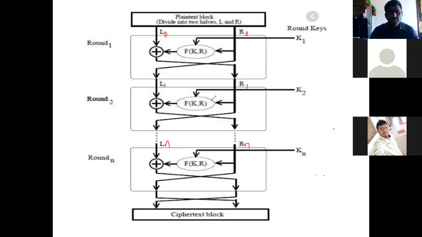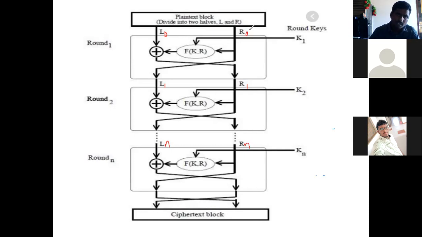In each round we follow some process, and then we give the output as input to the next round, and the process continues. In all the rounds we follow the same process. Let us see how this structure is constructed. The plaintext is divided into two equal halves, a left hand side part and a right hand side part.